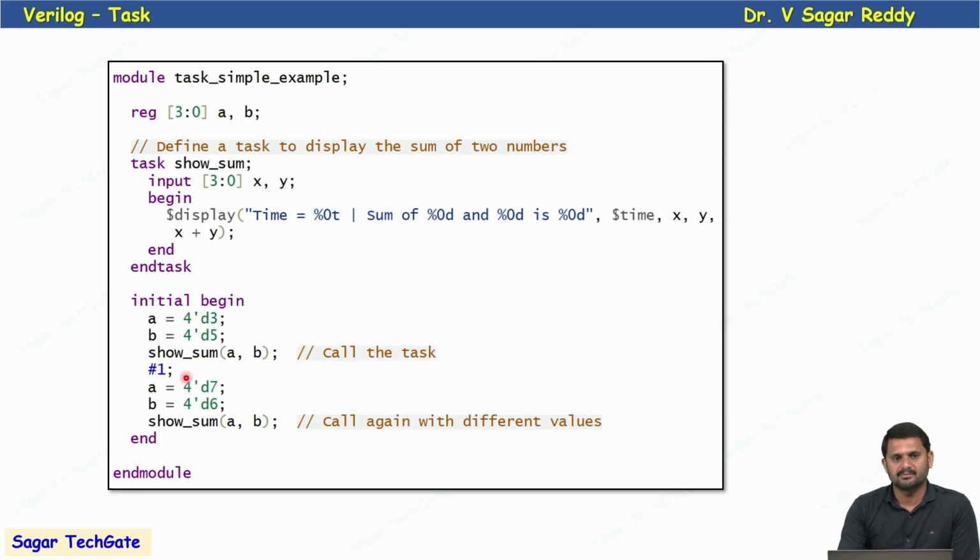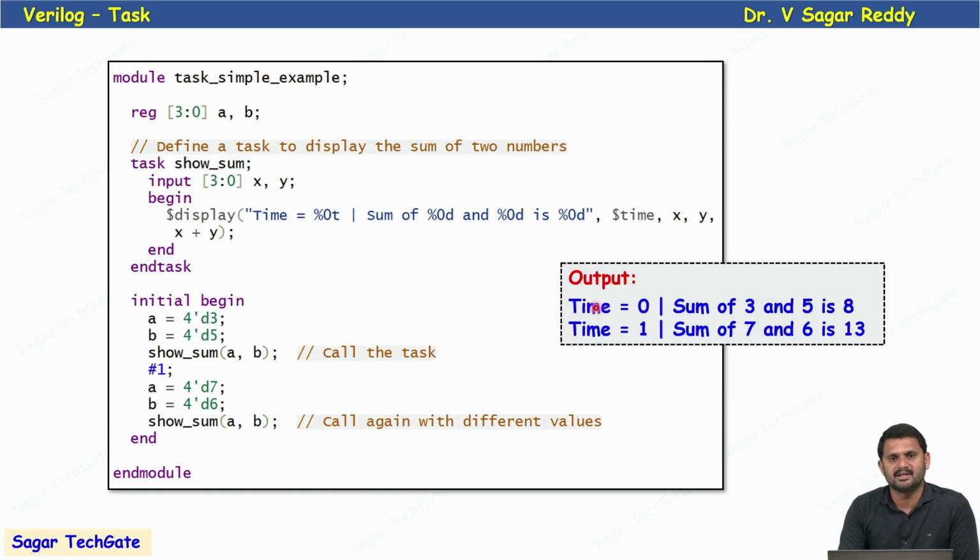Now, in the same way, I provide a one time unit delay. After the next time step, I'm initializing with new values, so a equal to 7, b equal to 6. Once again I'm calling the same task with different values, and I go to this task. Here, what is the a value? 7. What is the b value? 6. Now x is equal to 7, y is equal to 6, then 7 plus 6 is 13.